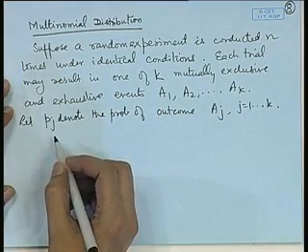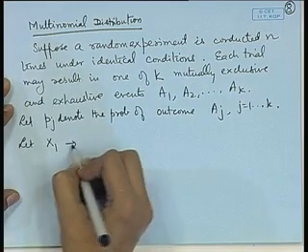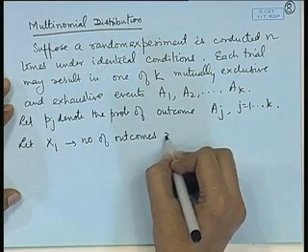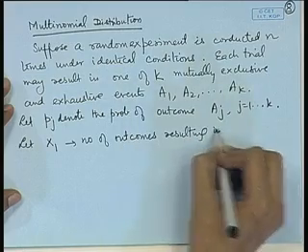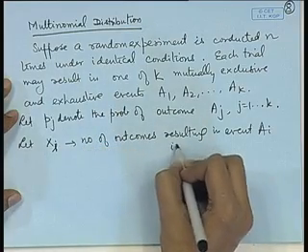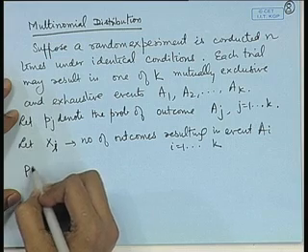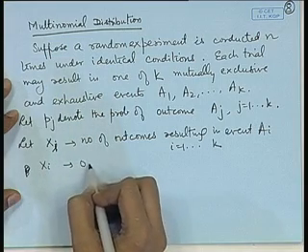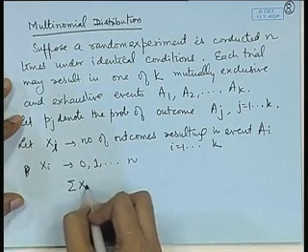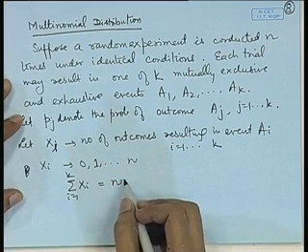Let us consider xi, the number of outcomes resulting in event Ai, for i equal to 1 to k. Then what are the possible values of the xi's? The xi's can take values 0, 1 up to n, subject to the condition that sigma xi is equal to n, because n is the total number of trials.